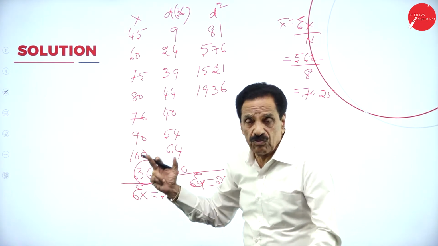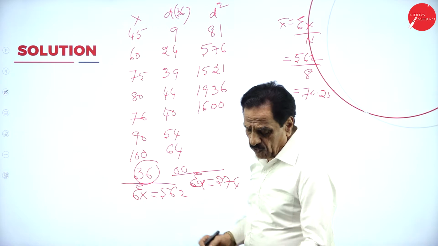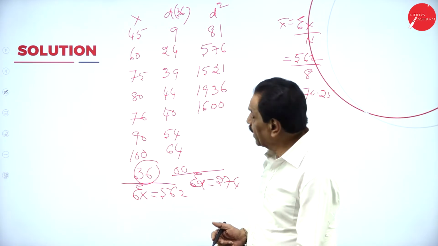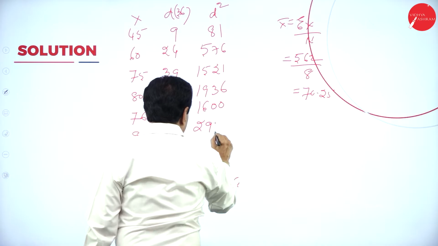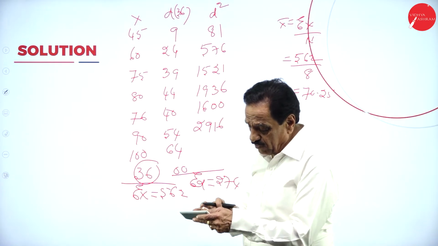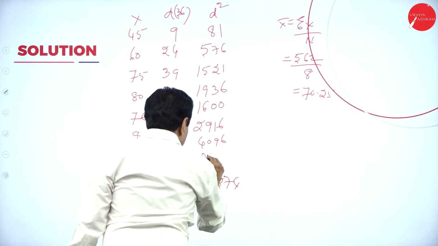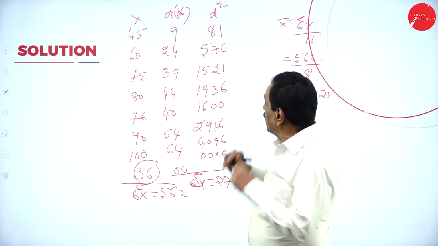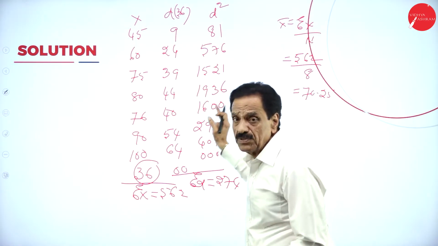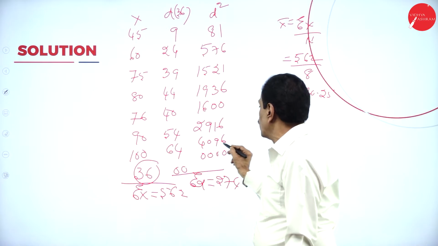44 into 44, 1936. 40 into 40, 1600. 54 into 54 is equal to 2916. 64 into 64 is equal to 4096. 9 nines are 81. 24 into 24, 576. 39, 1521. 44, 1936. 40 means 1600. 54, 2916. 64, 4096.